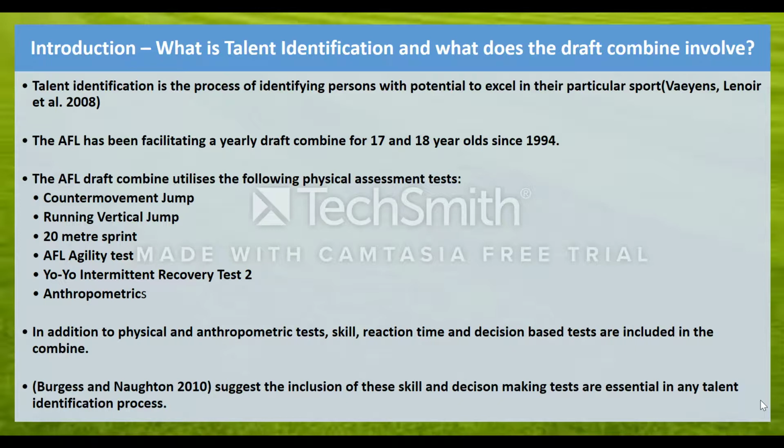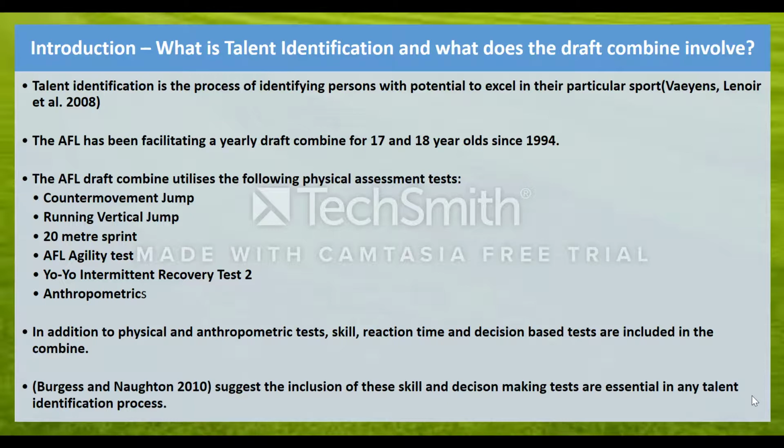The AFL currently employ the following physical fitness tests: the counter movement jump, the running vertical jump, the 20-metre sprint, the AFL agility test, the yo-yo intermittent recovery test 2, along with some anthropometric testing. Along with the physical and anthropometric tests, skill, reaction time and decision-based tests are also included in the Draft Combine.